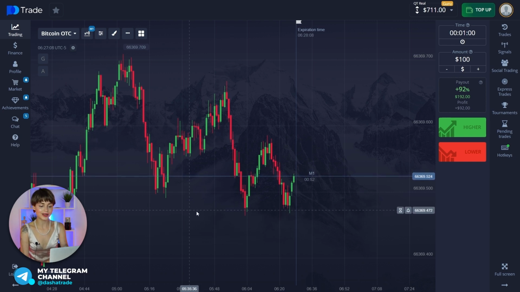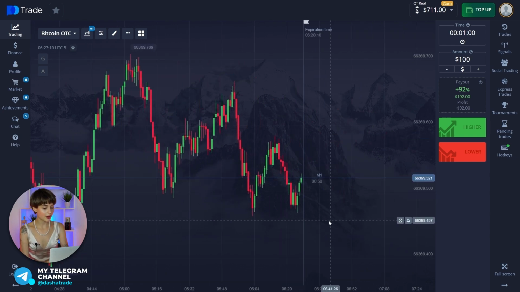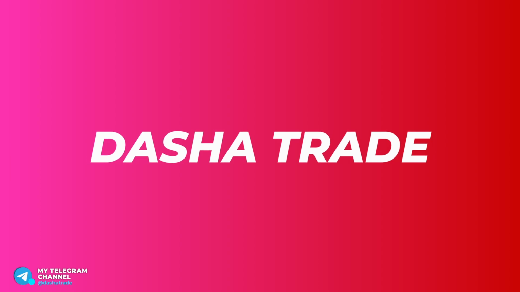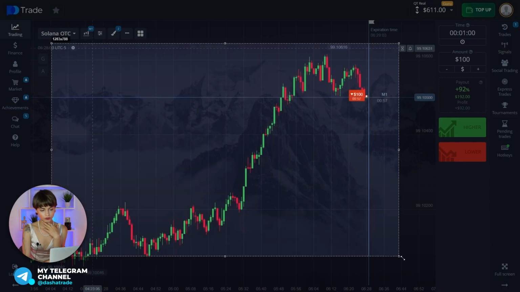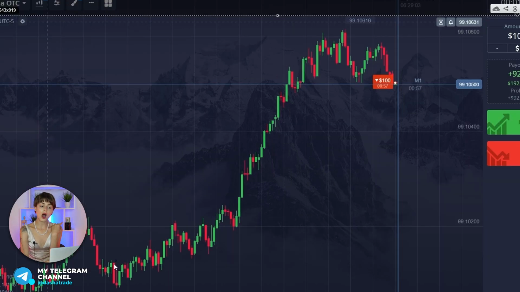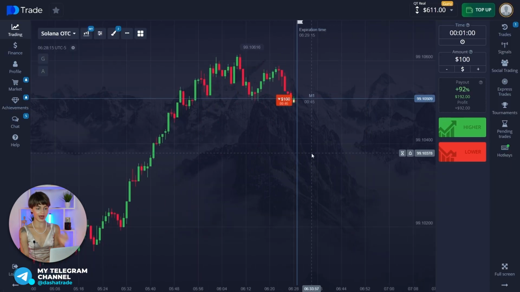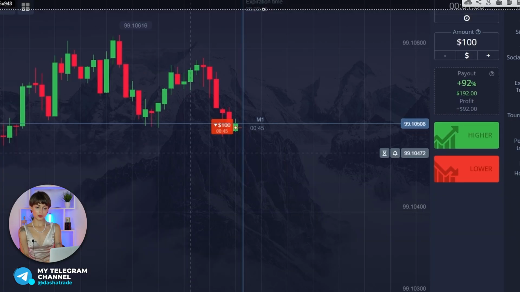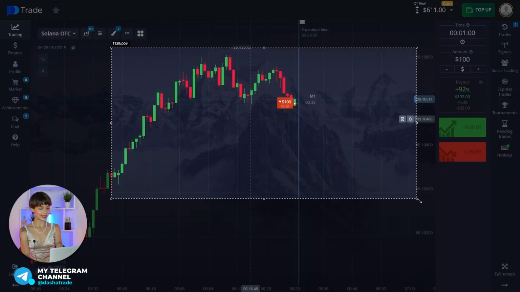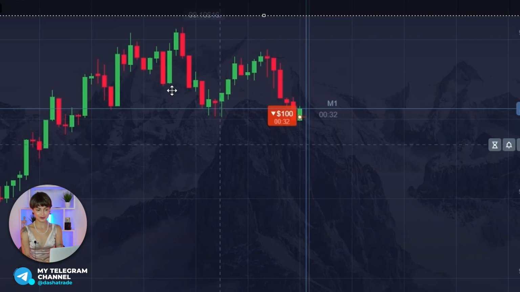There was a pretty strong local level of support here, and we rolled back from it successfully. We opened with lower. There was an upward chart here for a long time. It was growing, then there was a small flat, but we see several red candles here. So this is a pretty good signal to open a deal with lower. 1, 2, 3, 4 red candles. And as we see, we didn't have many red candles before, so we've opened with lower.